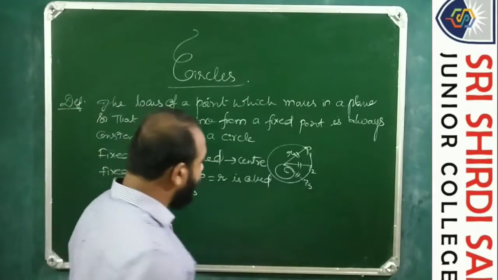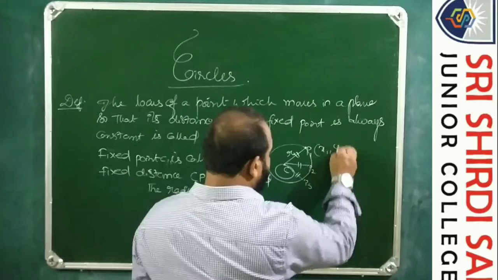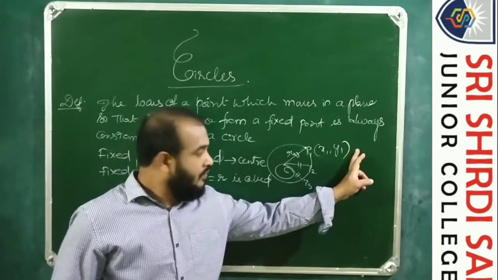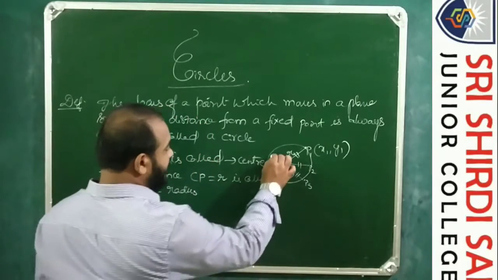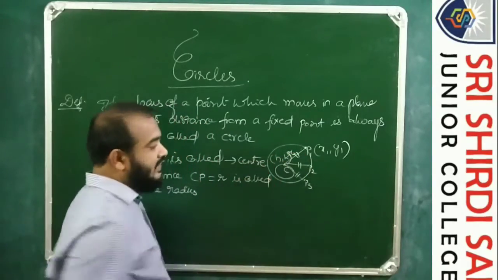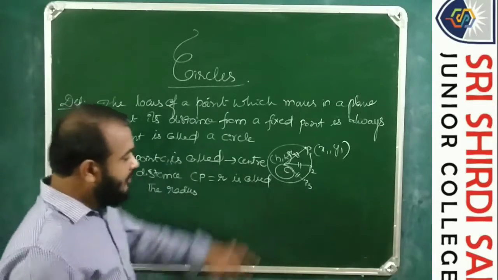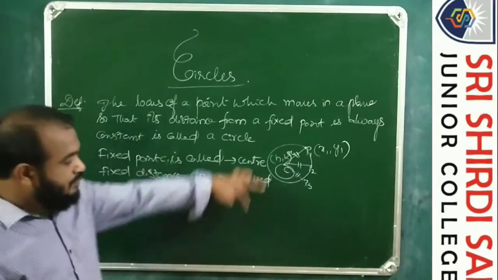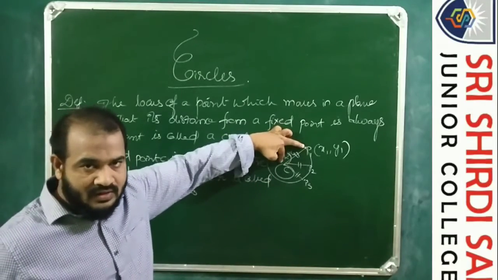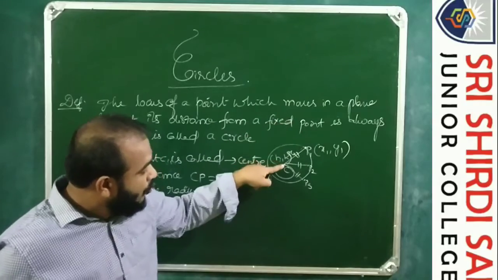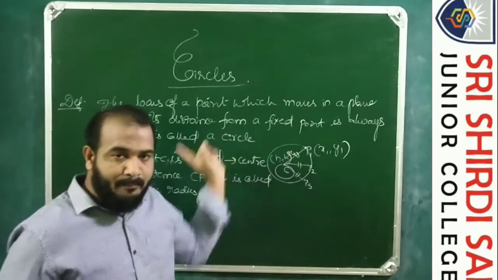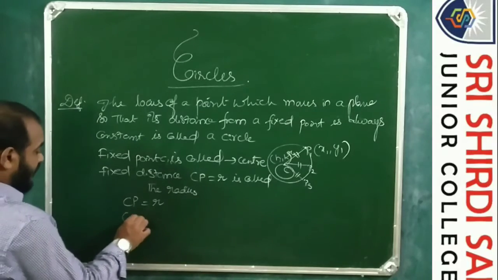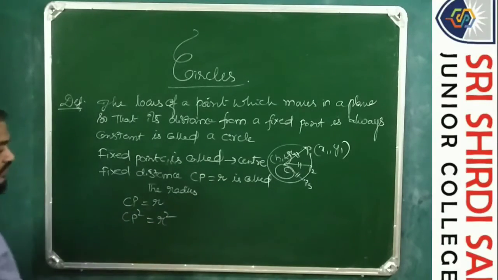Now let P(x1, y1) be any point in the plane, and C(h, k) be the center. Then by definition CP is equal to R. The distance from a fixed point to any point in the plane is equal to R. So if you square on both sides, CP squared equals R squared.